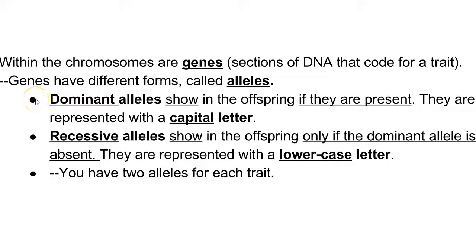If brown is dominant, we're going to represent it with a capital B. If red is recessive, we're going to do it with a lowercase b. You pick the letter from the dominant trait. And you're going to get 2 of those, one from each parent. Okay? So you have 2 alleles for each trait. You could get both dominants from your parents. You could get both recessives from your parents. It just depends. Alright?